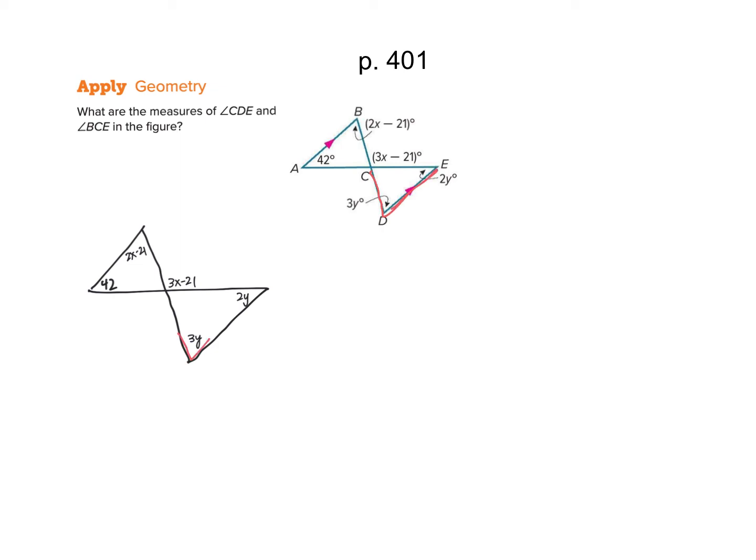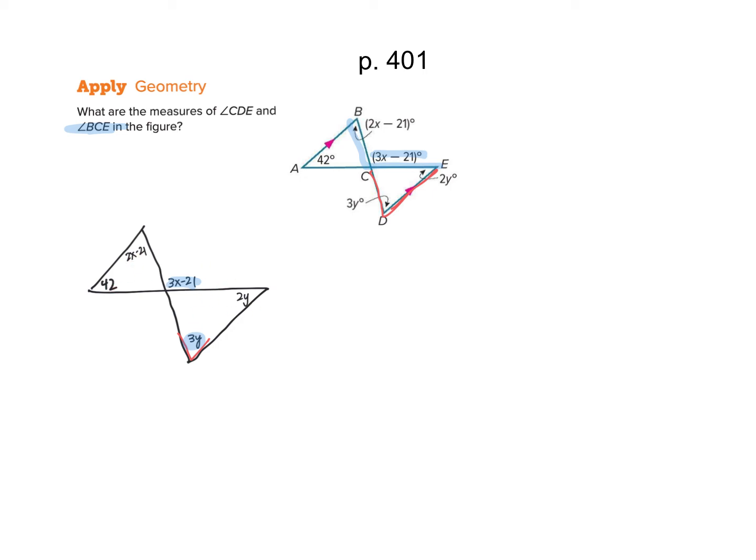I also need to find, I'm going to use a highlighter here instead, angle BCE. Well, BCE is this angle, so I need to find this angle as well. So I'm trying to find these two blue angles. We are going to use what we know, because you might notice there's X's in this one, there's Y's in this one, so there's all types of variables.